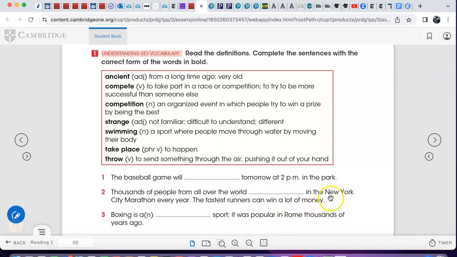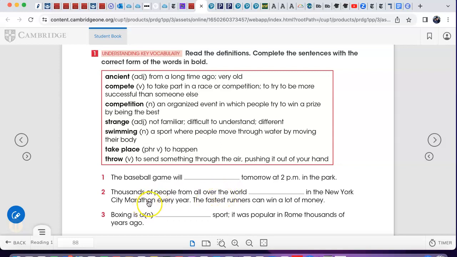There's a place there. Looks like this also wants to be a verb, since we already have the subject. And throw in New York City. Already used take place, can't use that again. We have compete. Compete makes sense. People from all over the world.